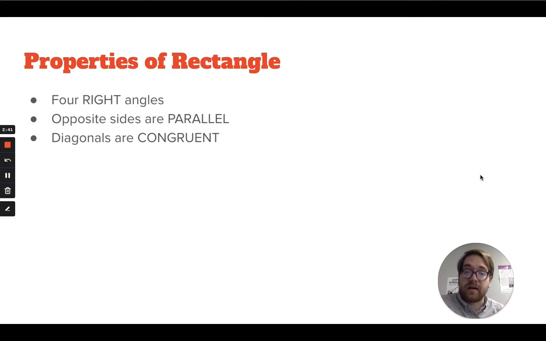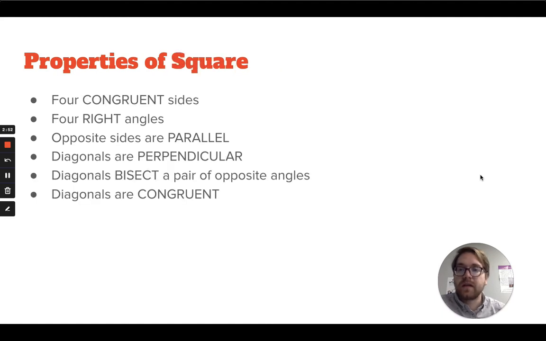The properties of a rectangle: there are four right angles in a rectangle, and the opposite sides are parallel because it's a parallelogram. And the diagonals in a rectangle are congruent. So the diagonals, both of them, are congruent to each other. They're going to be the same length. The properties of a square are the combination of the two. All four congruent sides, all four right angles, opposite sides are parallel, diagonals are perpendicular, and diagonals bisect a pair of opposite angles. And the diagonals are congruent. You see how it has all of the properties of parallelograms, rhombus, and rectangle.